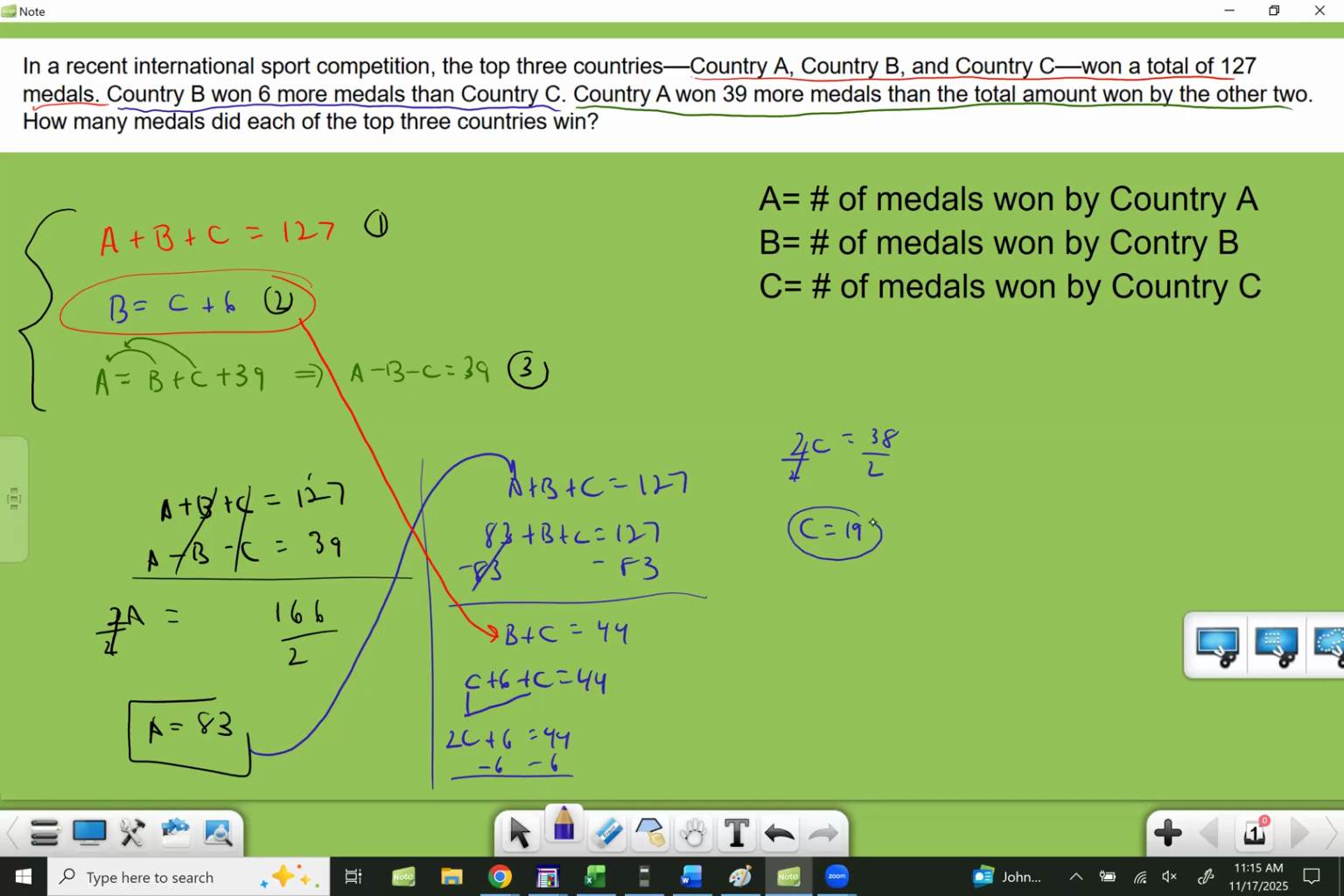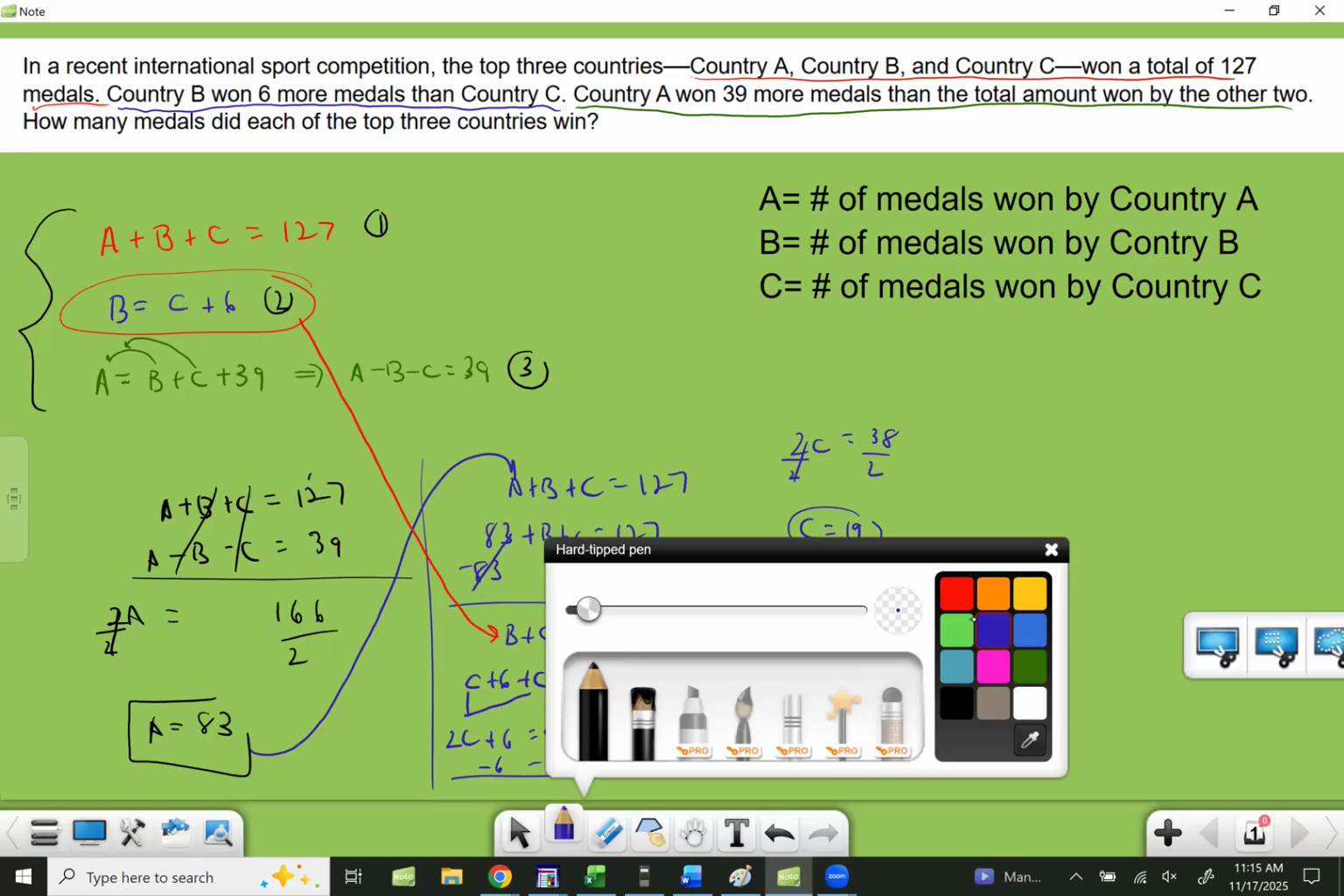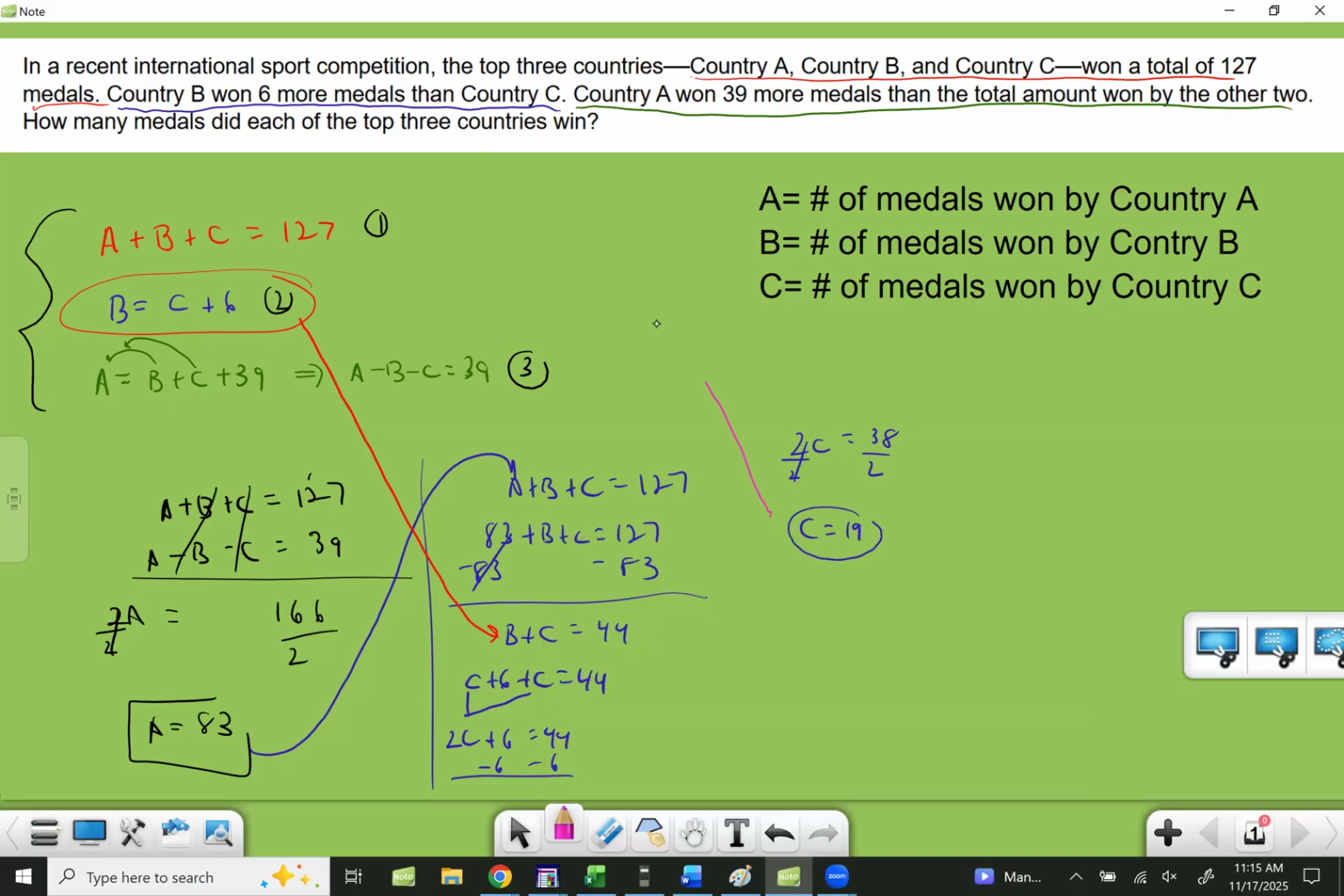Okay, so we have A and C. Now we've got to try to go get B. Well, there's a really nice place to plug this in to get B. A nice place would be right there. So B equals C plus 6. So B equals 19 plus 6. So B equals 25.